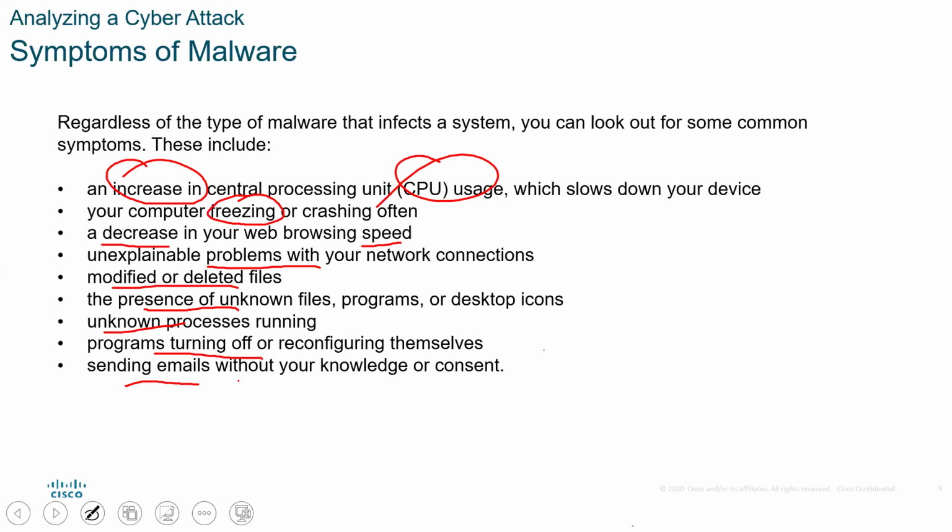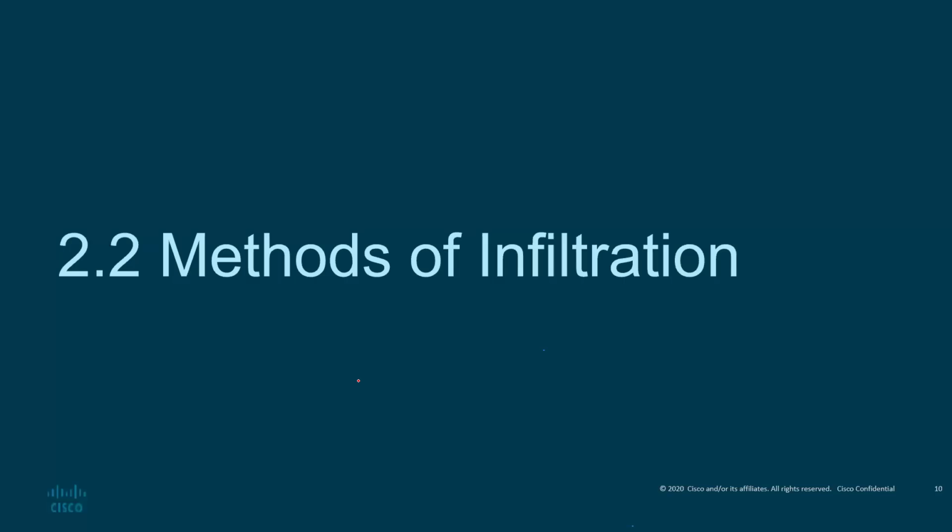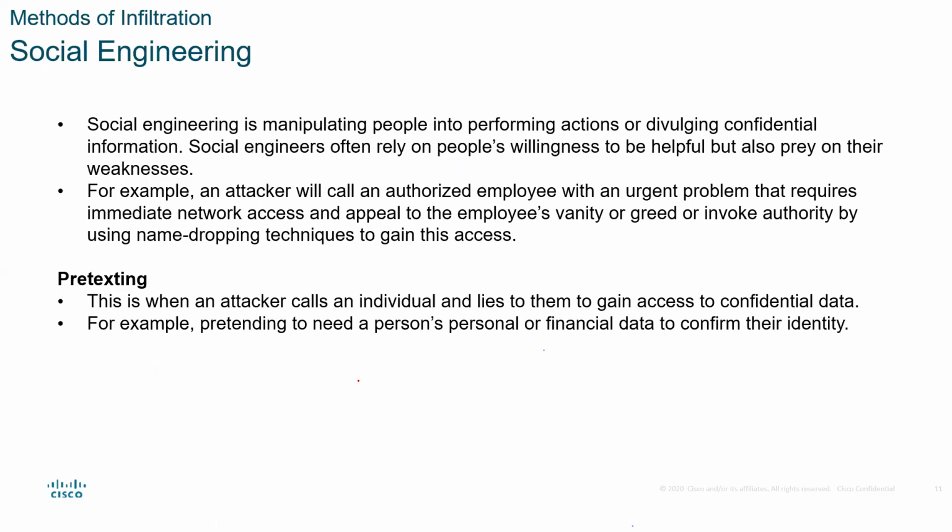And then finally, sending emails without your knowledge or consent. When others begin to tell you that they got your mail, or you check and you see that your system is sending so many mails without your consent, then you know that there is a problem. Okay. What are the methods of infiltration? Number 1 is social engineering. When we say method of infiltration, we're basically looking at how these malwares gain access to our systems. So the first one is social engineering.